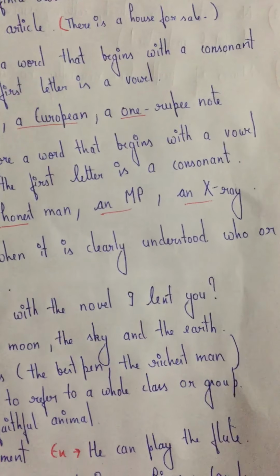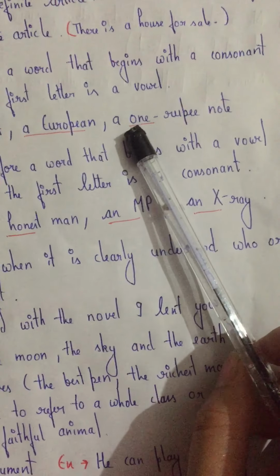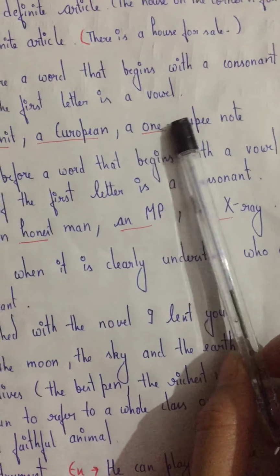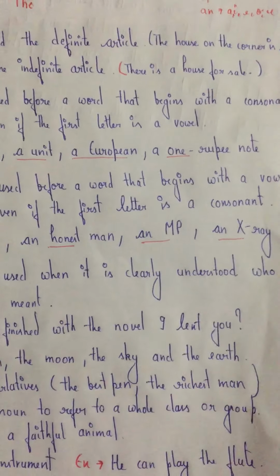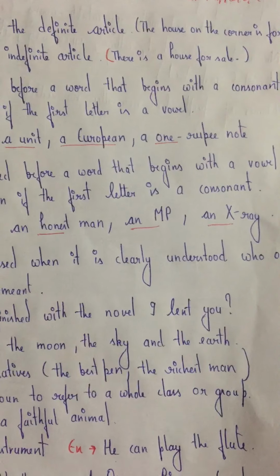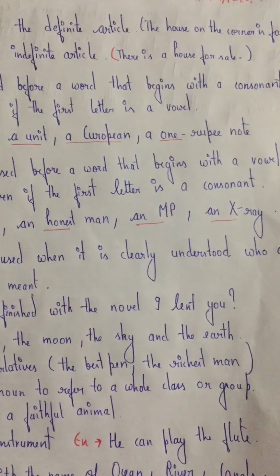A 1 rupee note. It's starting with O. O is a vowel, right? But still we are using a because when we are pronouncing it, the sound is of wa, which is again a consonant.